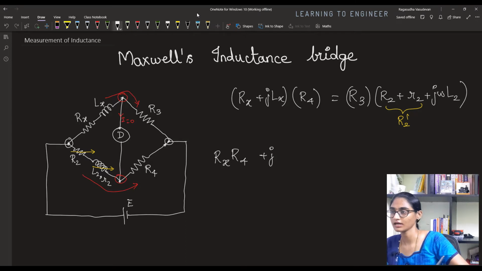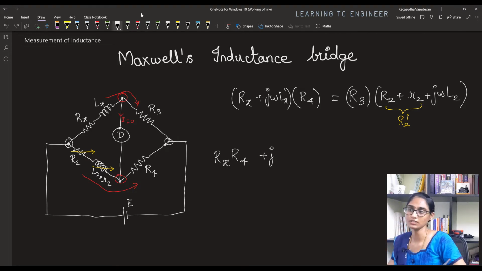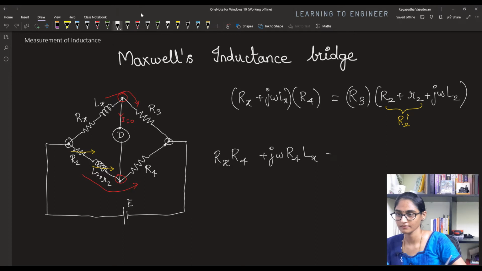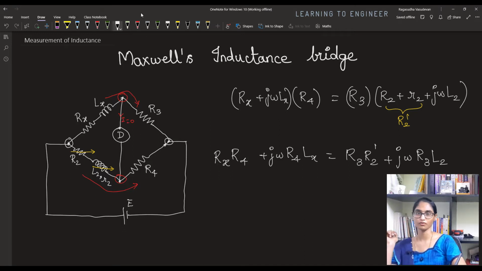Oh, this is j omega Lx. Sorry, by mistake, I wrote it as jLx. Okay, so this is Rx into R4 plus j omega R4 into Lx, which is equal to R3 into R2 dash plus j omega into R3 into L2. So we have 4 terms over here. This is the real term and this is the imaginary term. We can equate both of them.